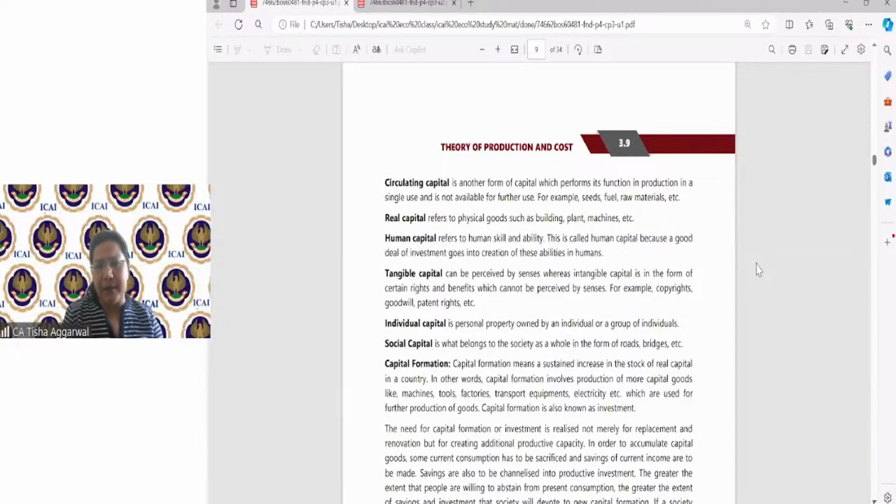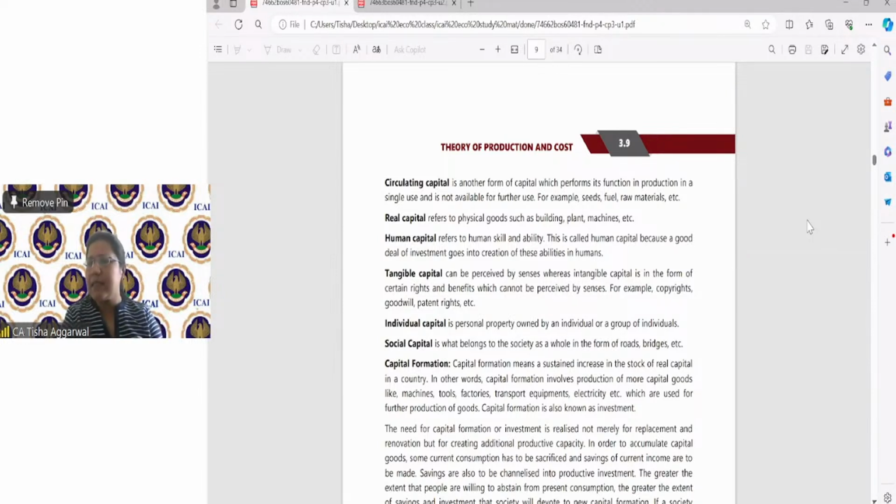Third, real capital: something which is physical goods in nature, something which can be seen, touched, etc. More or less like a tangible capital. Okay. So when I talk about real capital, it is like building, machine, plants, etc. What is human capital? Something which requires human skills and ability, something which requires the creation of these abilities in humans. That is what is known as human capital.